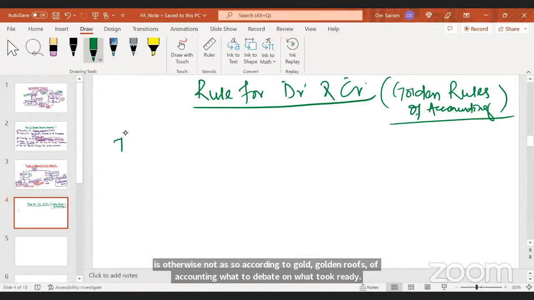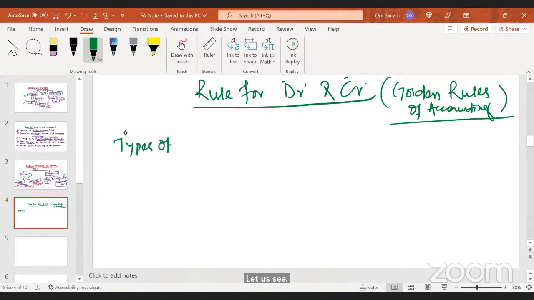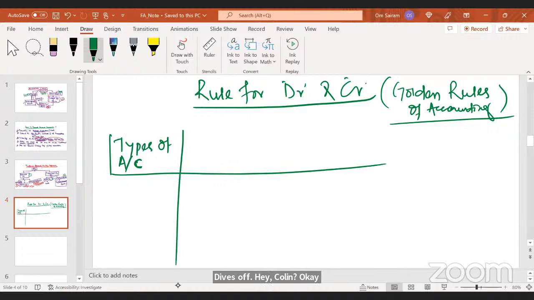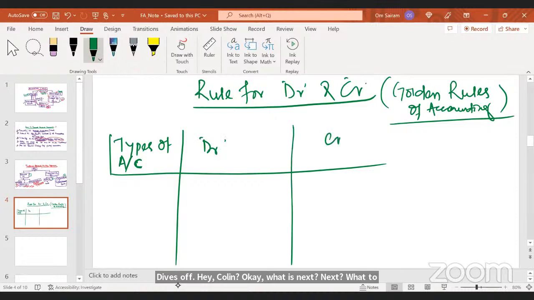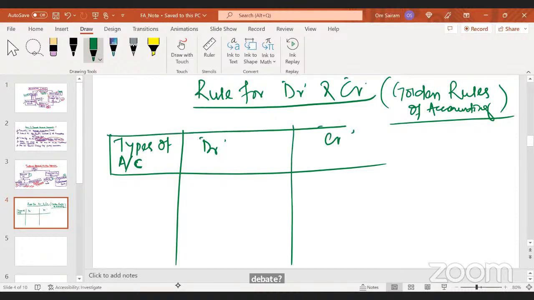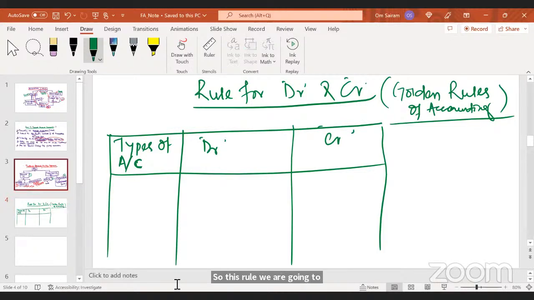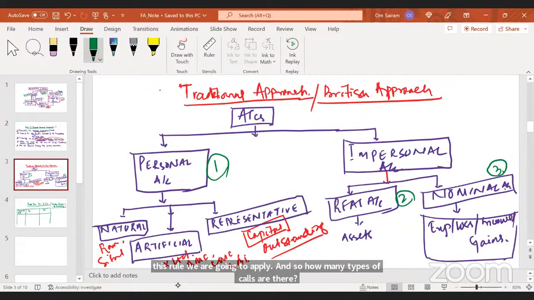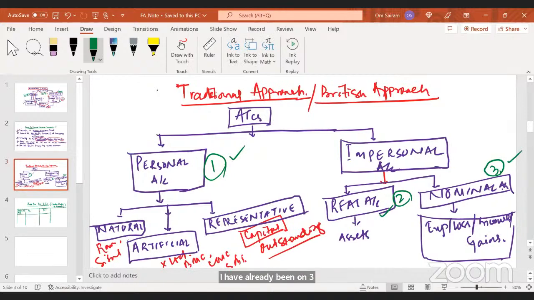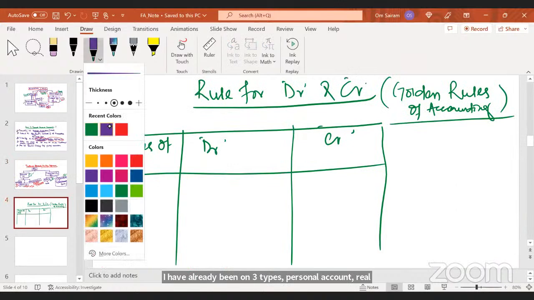First we will take types of account. Okay, what is next? Next, what to debit and what to credit. So this rule we are going to apply. How many types of accounts are there? I have already mentioned 3 types: personal account, real account, and nominal account, isn't it? So here I am writing personal, real, and nominal.